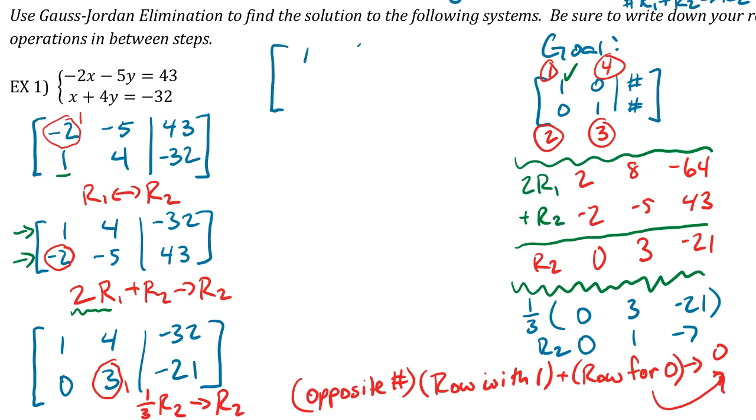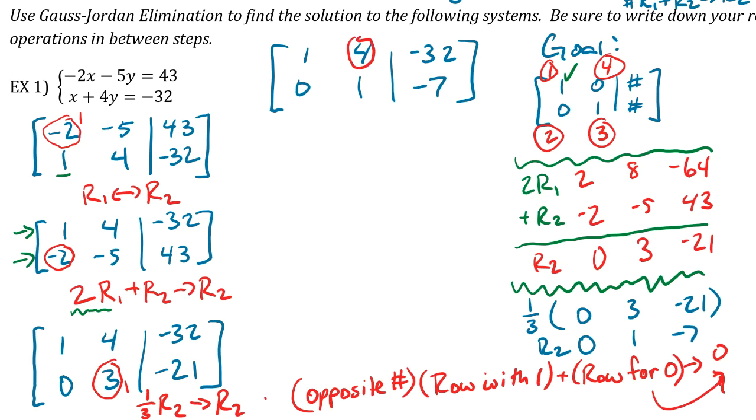Alright, so we have 1, 4, negative 32. The top row did not change. And for our second row, we're going to have 0, 1, negative 7. Alright, last step. We need to change this 4 into a 0.